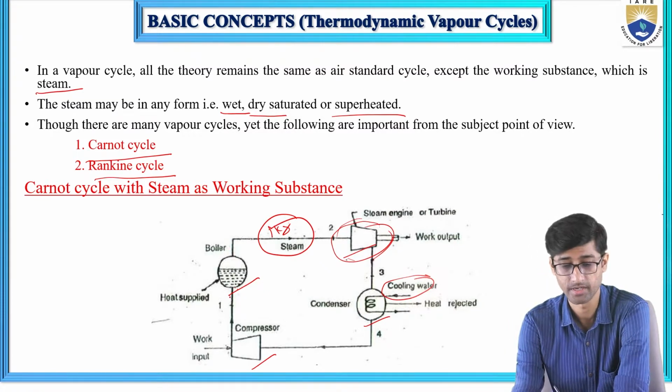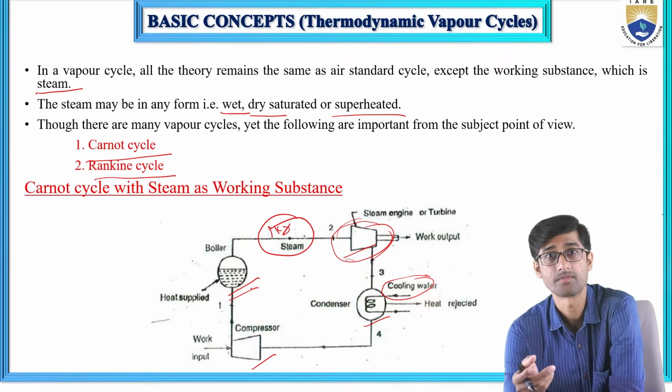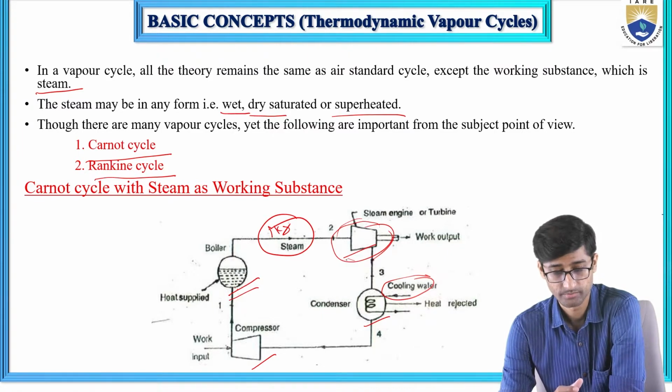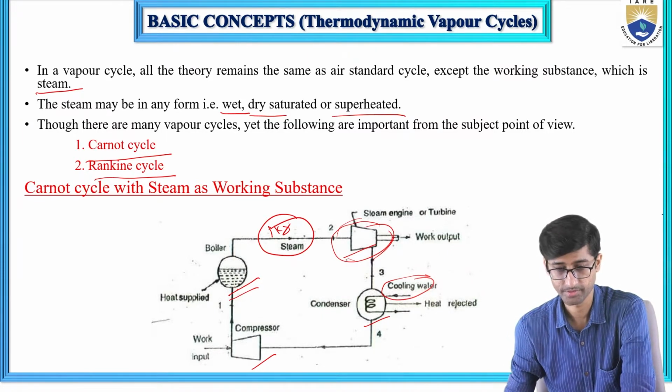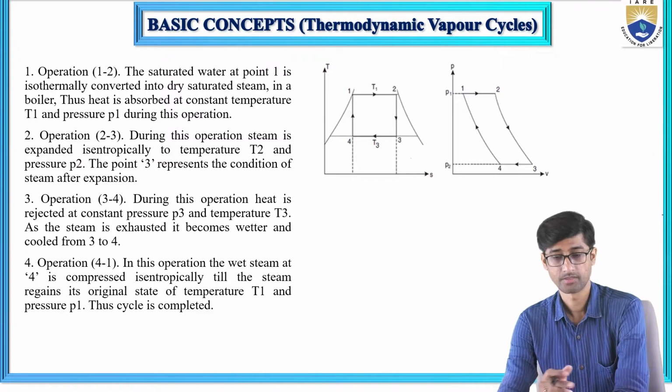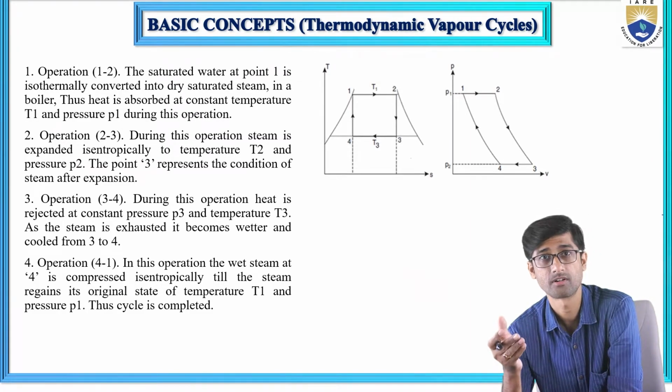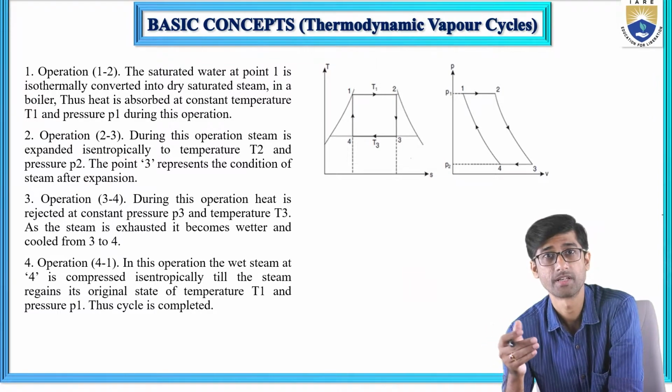Now the cycle is completed. This is the working principle of the Carnot cycle, where we are using steam as a working substance. Now these are the four processes. If you draw the temperature-entropy diagram or the pressure-volume diagram of the Carnot cycle.